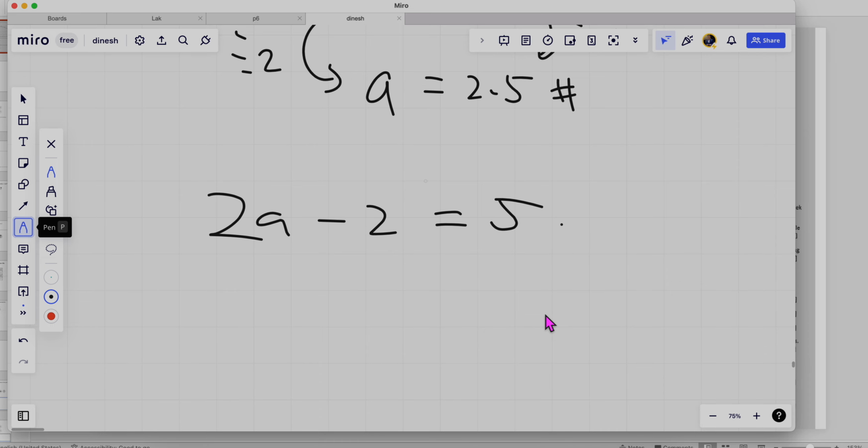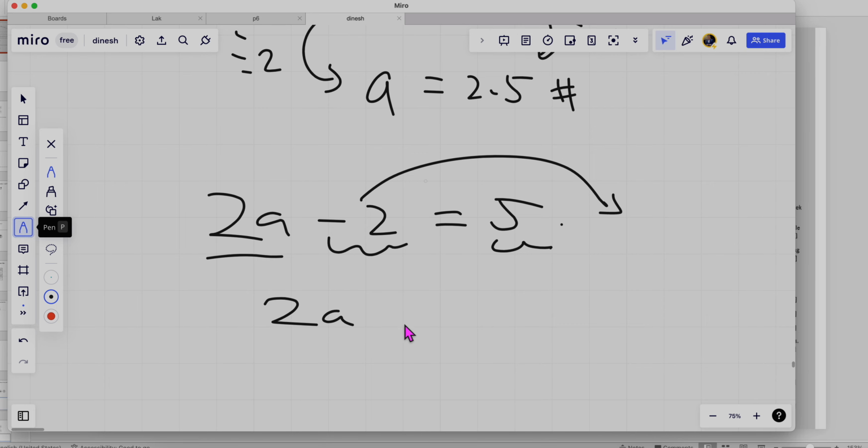What we learned in the past is you underline similar terms, and then you group similar terms together. Minus 2 and 5, they are numbers, so you try to group them together. That's why you move it over, right? So you move it over, you will get 5. So minus 2, move it over, plus 2. So you have 2a equals to 7.